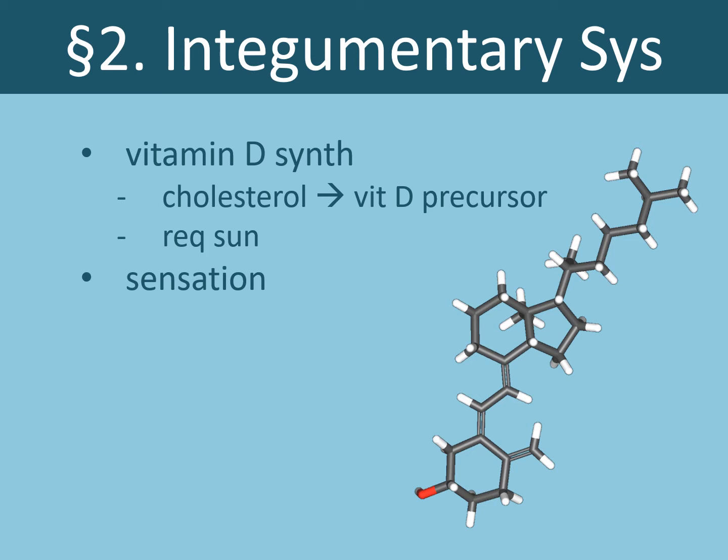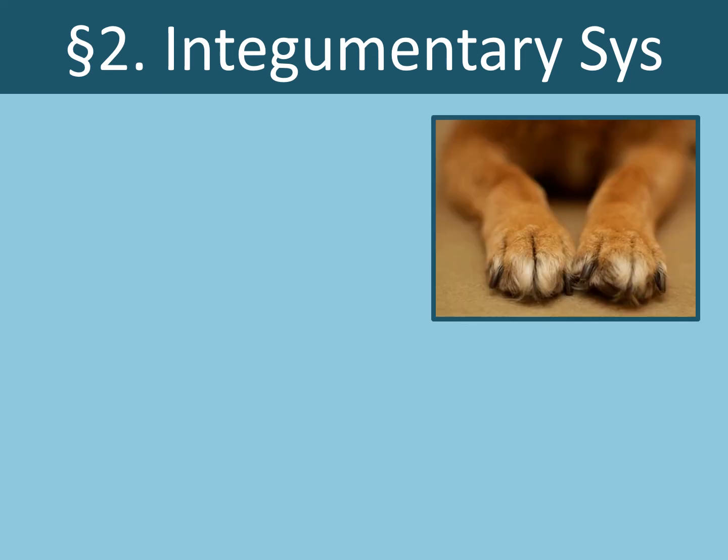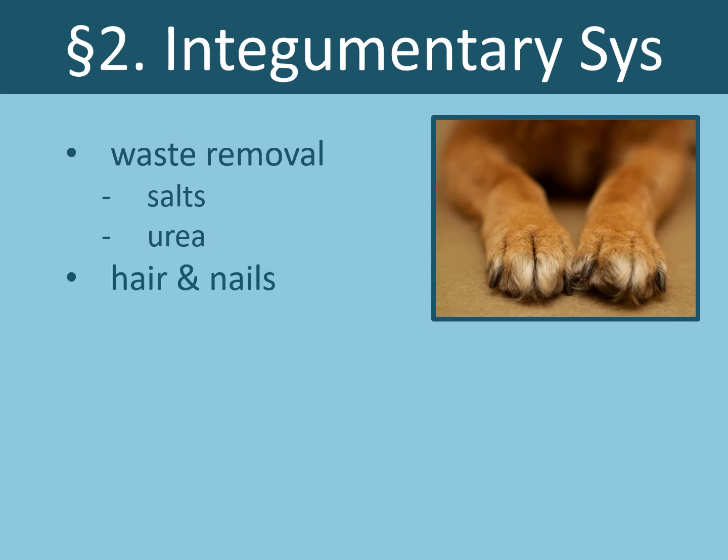Additionally, our integumentary system plays a role in sensation. We can feel pain, temperature, pressure, and vibration through our skin. All of these sensations provide a protective role and ensure that we don't take part in behaviors that might be damaging to our bodies. The integumentary system plays a small role in the removal of wastes from our body, including the excretion of salts and urea.